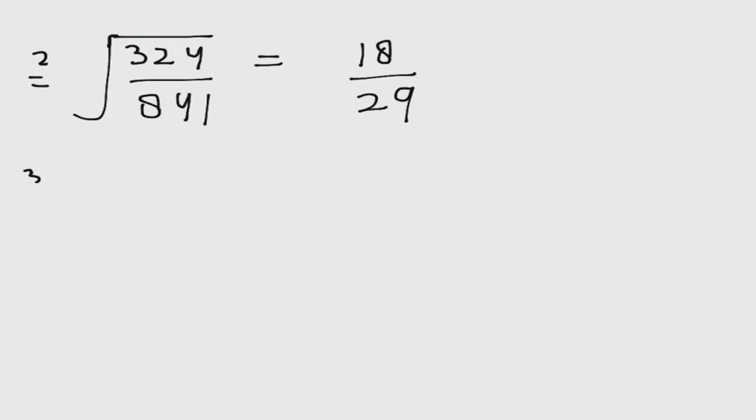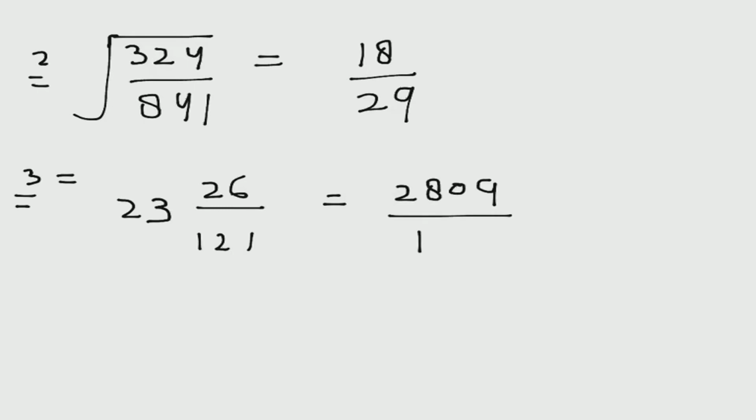Next, if we are given a mixed fraction, how can we find the square root? Suppose we are given 23 whole 26 by 121. First of all, we will change it into an improper fraction and then find the square root. So 121 times 23 plus 26 will give us 2809, divided by 121.